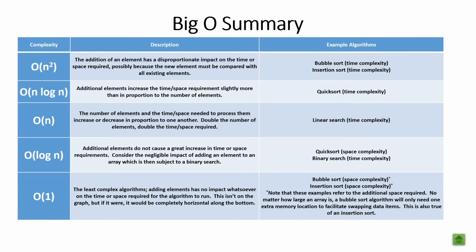Again, nice little summary for you. The lengths that I go to prepare for you students. Little summaries like this are fantastic for learning. Wonderful. But order of n squared basically means that the addition of an element has a disproportionate impact on the time and space required. So additional elements, as you add them in, it doesn't perform very well.